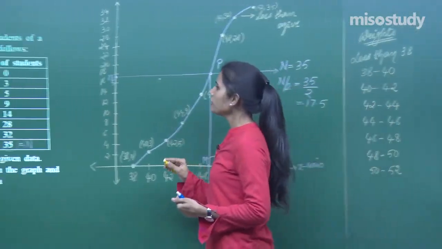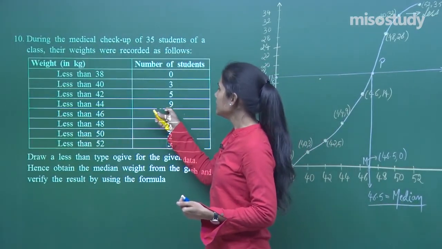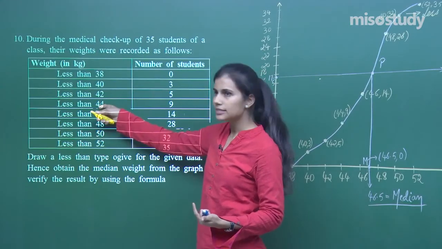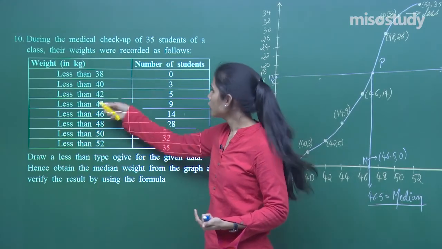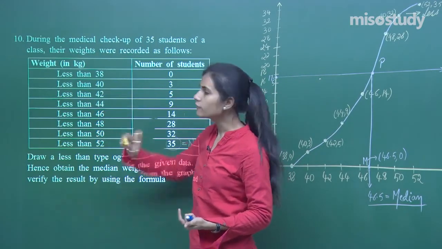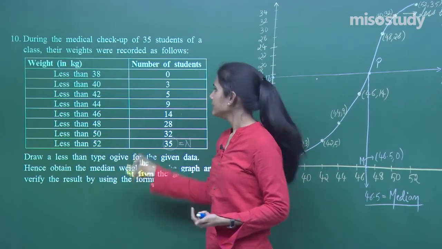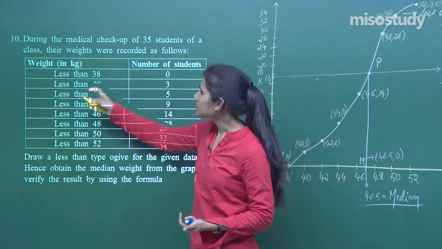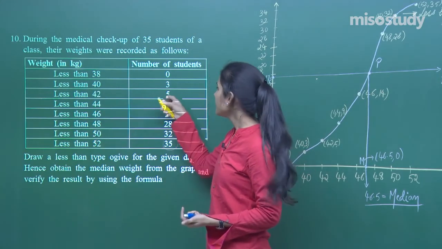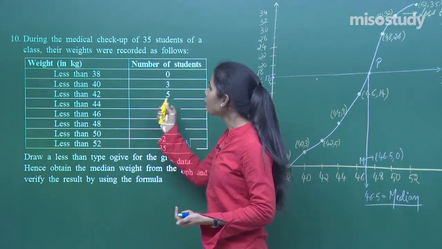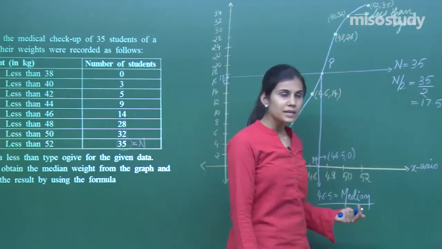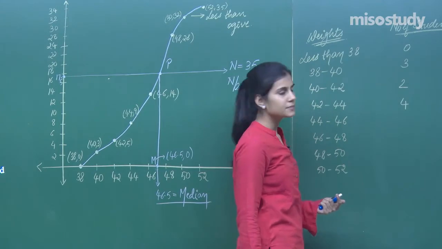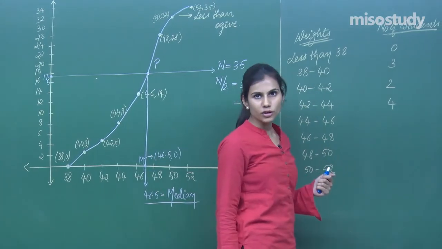Then between 42 and 44, that means greater than 42, less than 44. 9 students have weight less than 44, out of which 5 students have weight less than 42. That means 9 minus 5, 4 students have weight greater than 42, less than 44. So 9 minus 5 gives you 4, which is going to come over here. Now between 42 to 44, this is 4.